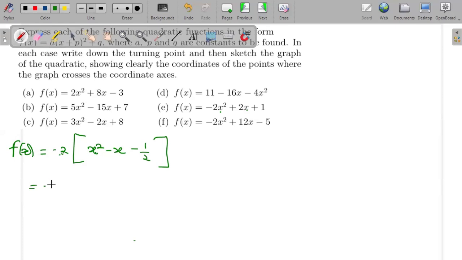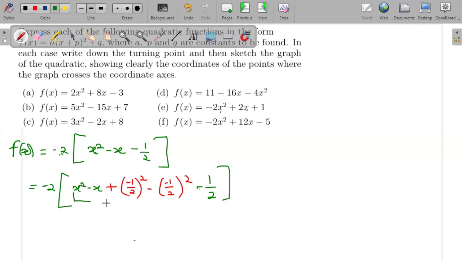So this will be equal to minus 2, and then here I complete the square. It will be x squared minus x. Then we create a special 0. So it will be plus, what's the coefficient of x? It's minus 1. So it's plus minus 1 over 2 squared, then minus 1 over 2 squared, the same thing. And then I write minus 1 over 2.